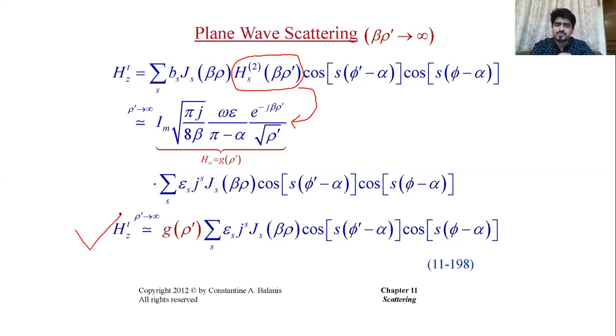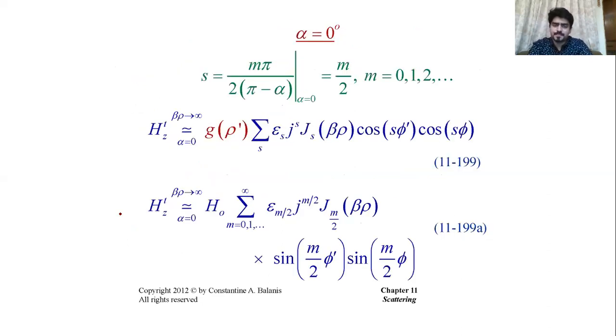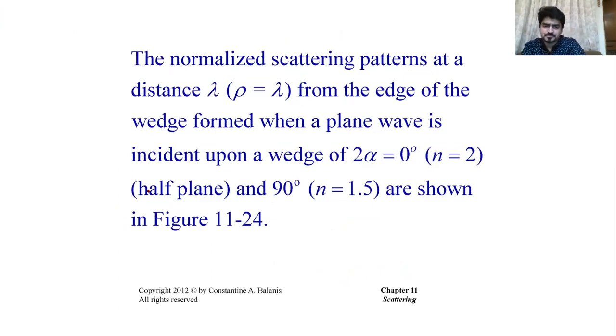Now, once we have this, we'll plot the radiation pattern. Again, we can consider the half plane case, where alpha equals 0, then S will become m by 2. Now m starts from 0. It gives a non-trivial solution. Previously m was not 0, and it was giving us a trivial solution. For this polarization, it can give us a non-trivial solution. So these are the reduced expressions.